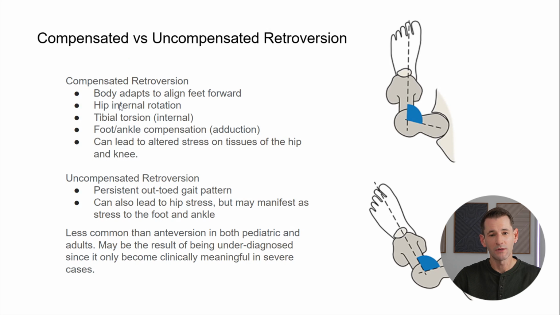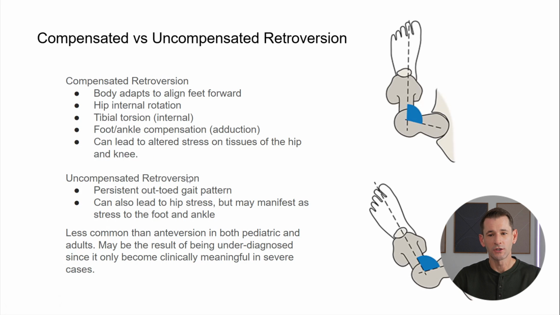Again, it can also happen the same way at the tibia. The tibia can internally rotate. And finally, we can get some adduction or in-toeing that occurs at the foot and ankle itself. Again, the most common is hip, followed by the tibia, followed by the foot and the ankle. This can lead to some altered stress in tissues on the hip and knee itself, just the opposite stresses that you would see with that compensated anteversion.